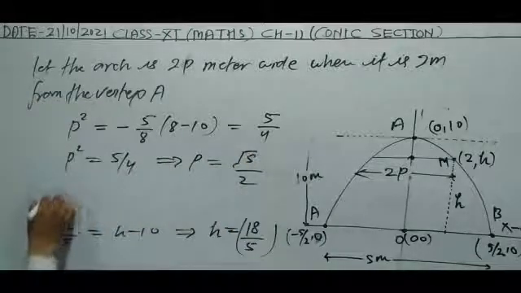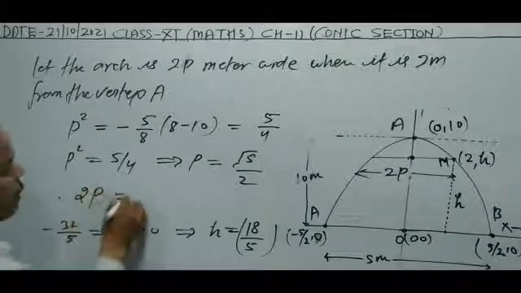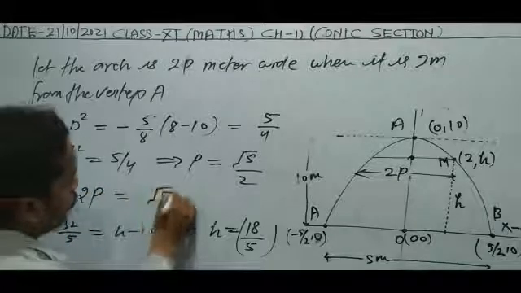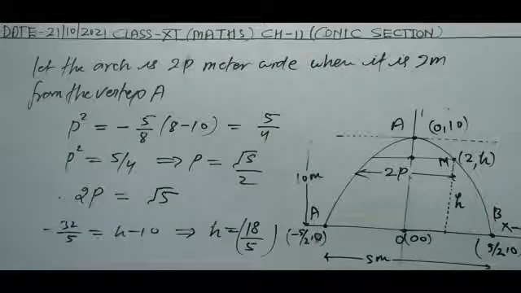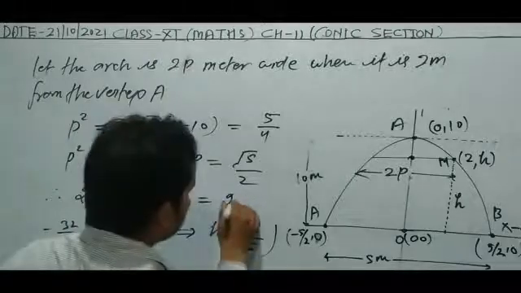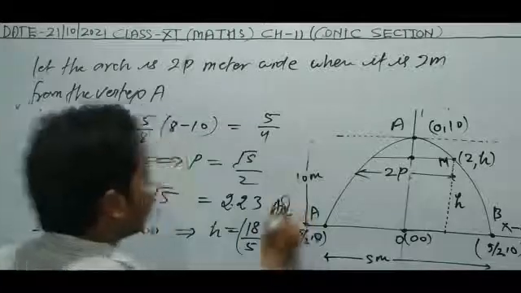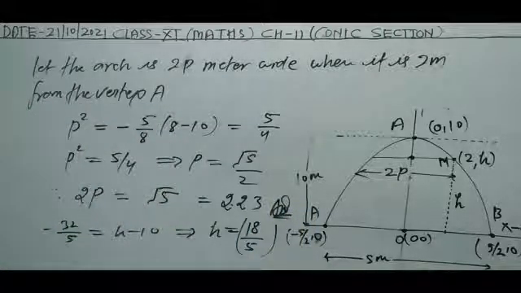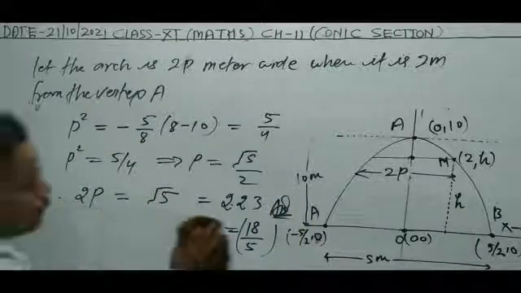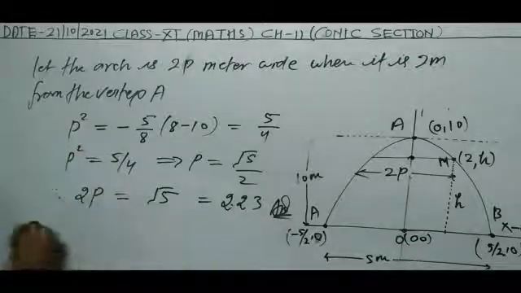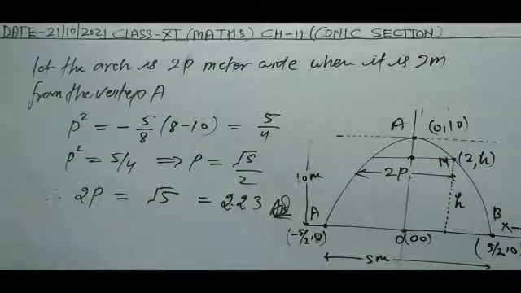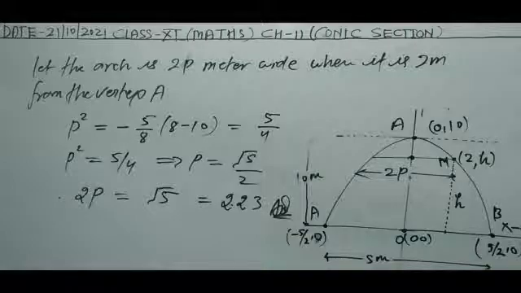And we have to calculate 2p. The 2p length is root 5, and the square root of 5 is 2.23. Now this is the answer. See, this question is completed. All the distances you measure from the origin. Now this is the answer.